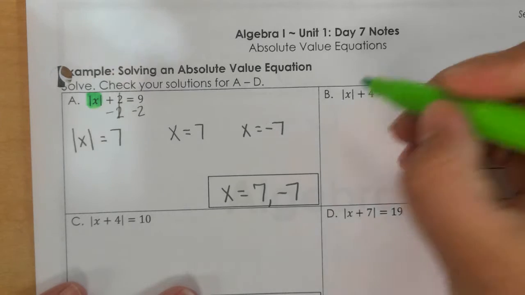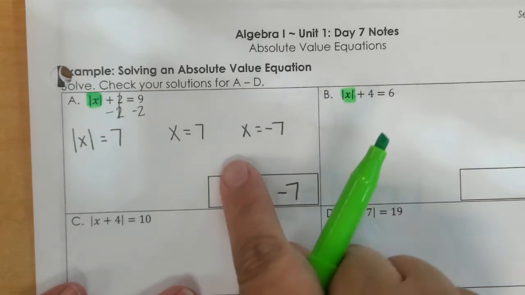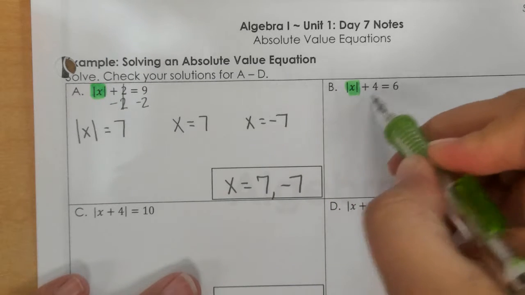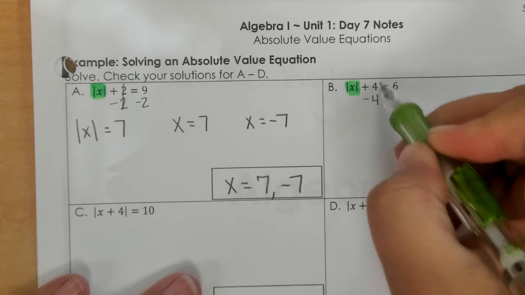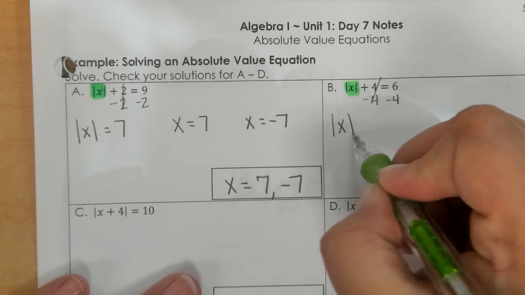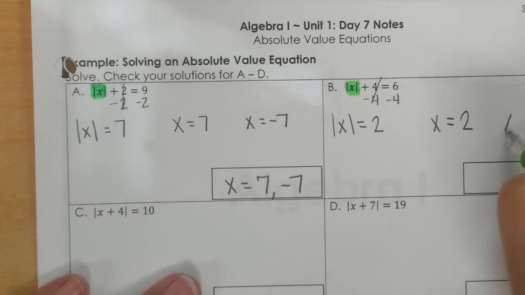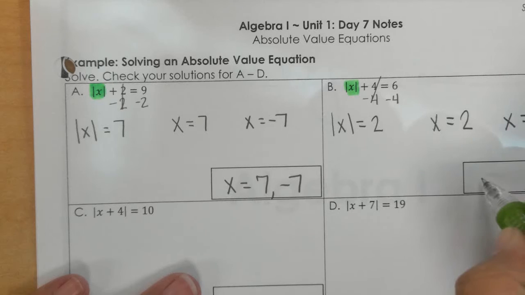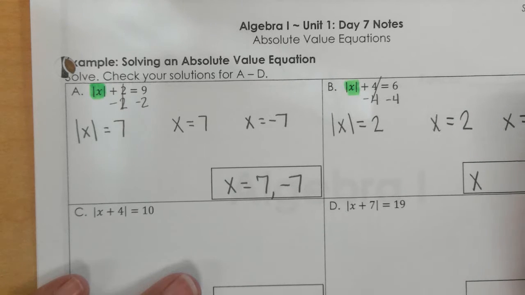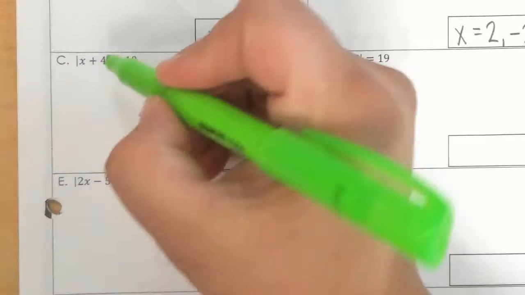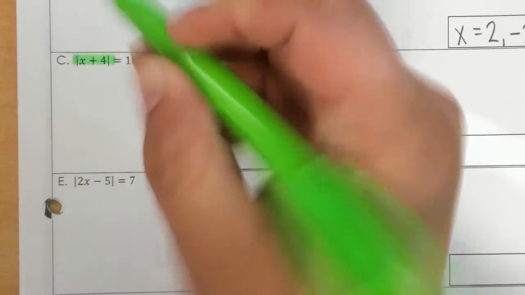So same idea in part B. I tried to mirror them, so like this one is like this one, C is like D, so forth and so on. So to get this part by itself, you're going to subtract 4. And you have the absolute value of x equals 2. So we could say x equals 2, or it can equal negative 2. So you could put 2 and negative 2.